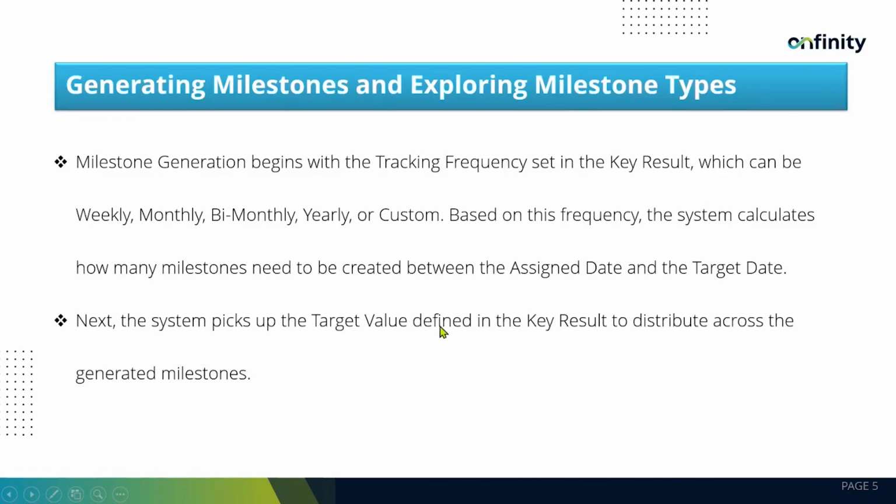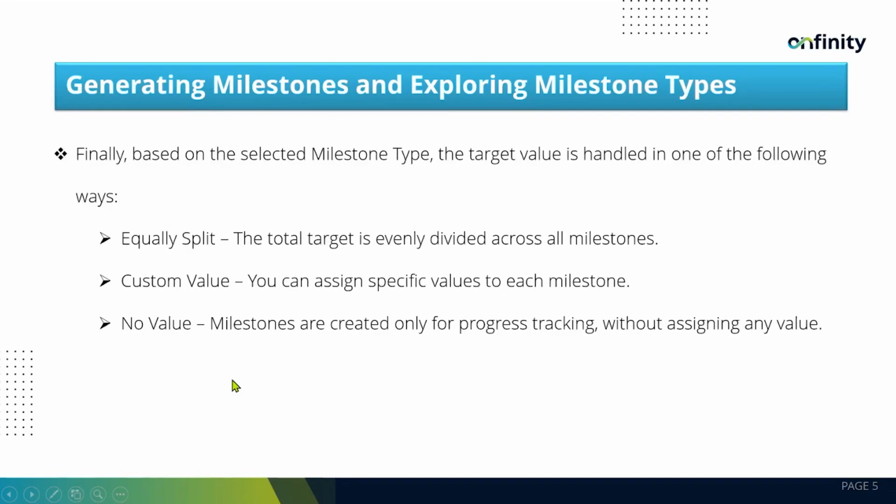Next, the system picks up the target value defined in the key result to distribute across the generated milestones. Finally, based on the selected milestone type, the target value is handled in one of the following ways. First is equally split. The total target is evenly divided across all the milestones. For custom value, you can assign specific values to each milestone. No value milestones are created only for progress tracking, without assigning any value.